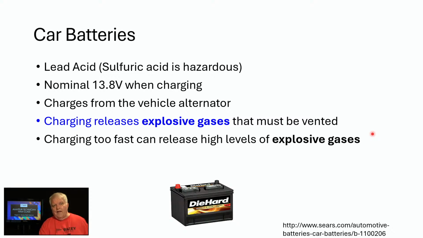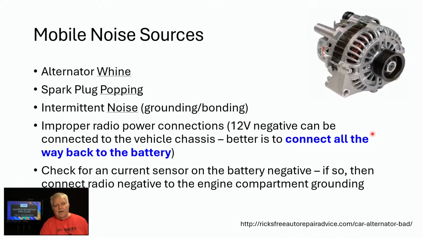Also, when you're driving down the highway, your car has lots of noise sources built in. That alternator that we talked about, if you put a mobile radio in your car that's not an FM radio but an AM or a single sideband radio, then you can hear amplitude fluctuations. And then you'll start hearing alternator whine or spark plug popping. You'll hear problems with grounding in the vehicle. You can have all sorts of different things.